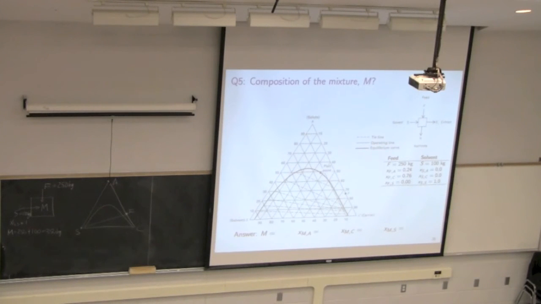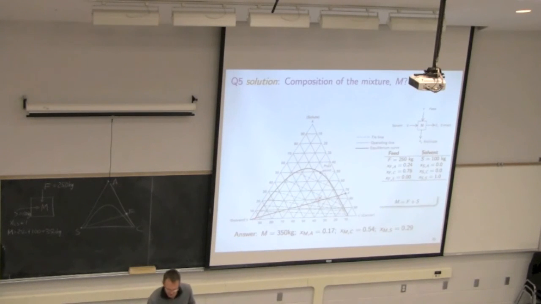So we know the mixture is going to be somewhere along this line connecting S to F. We just need to find where that is. Okay, so there are the answers over there. So how do we find that point M? Well, there are several ways you can do it. One of the easier ways is you can use the lever rule, but somewhat slightly easier is to actually do a mass balance.